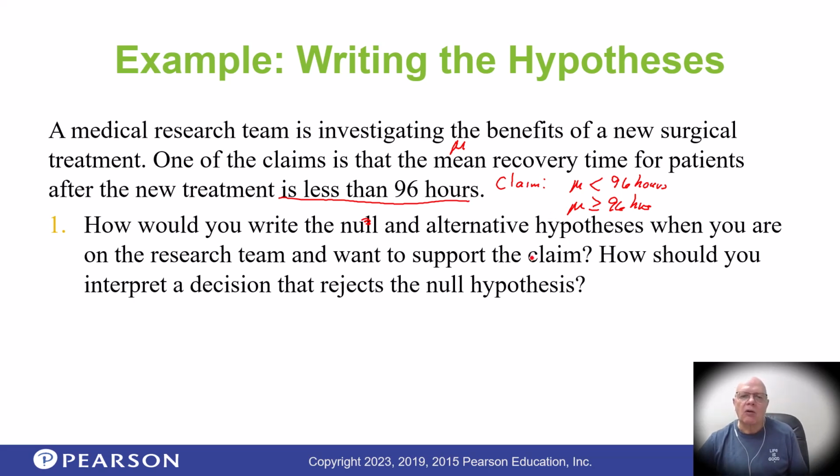So what's the null and alternative? Well, let's put it over here. The null, and that's the one with the equals. So it'd be the mean time is greater than or equal to 96 hours. And I put the units in there because that takes me back to what the claim is talking about. And the alternate, the opposite.